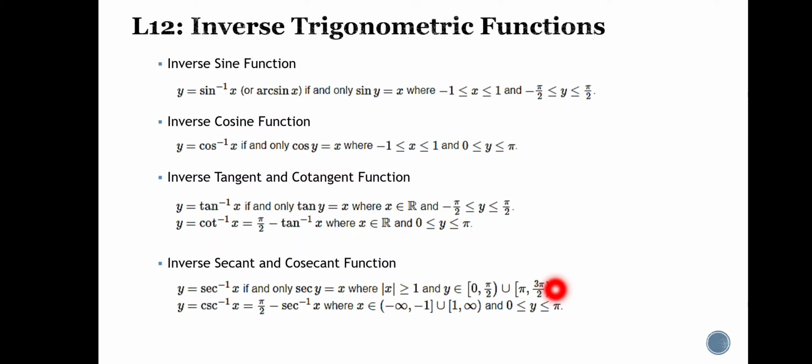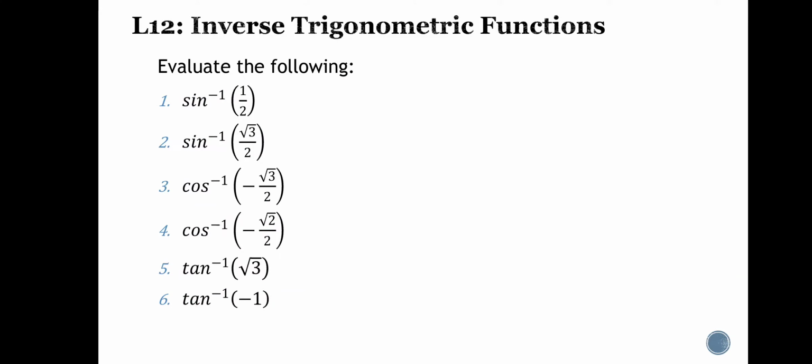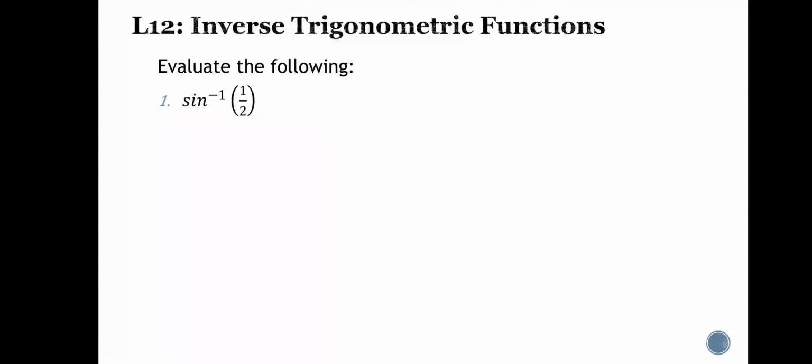Now, to make this clearer, let us have some examples. For this lesson, we will try to evaluate arc sine of 1/2, arc sine of square root of 3 over 2, arc cosine of negative square root of 3 over 2, arc cosine of negative square root of 2 over 2, arctangent of square root of 3, and arctangent of negative 1. So how do we do this? Let's have number 1. Now we will evaluate arcsine of 1/2.